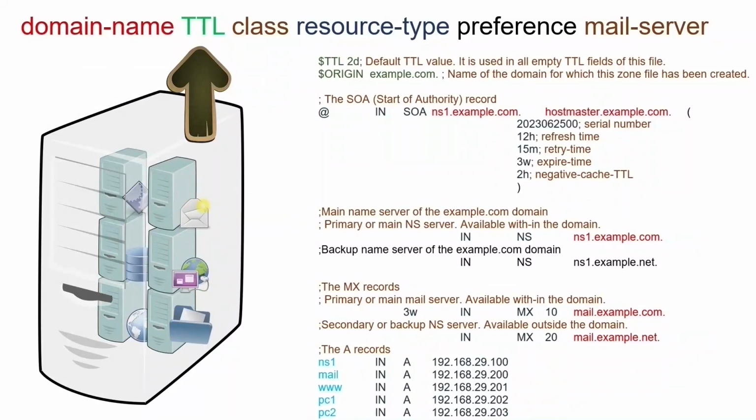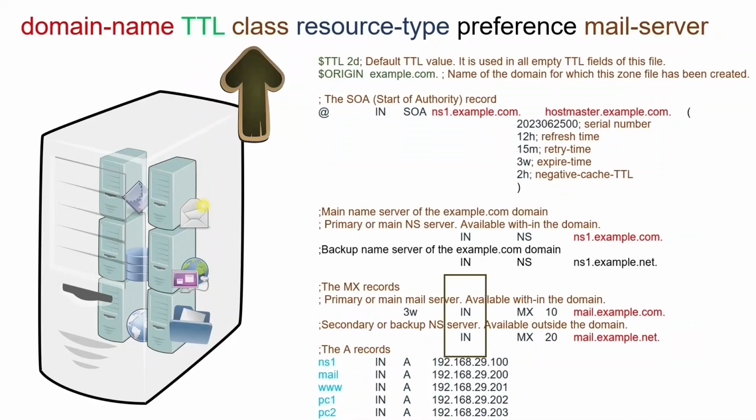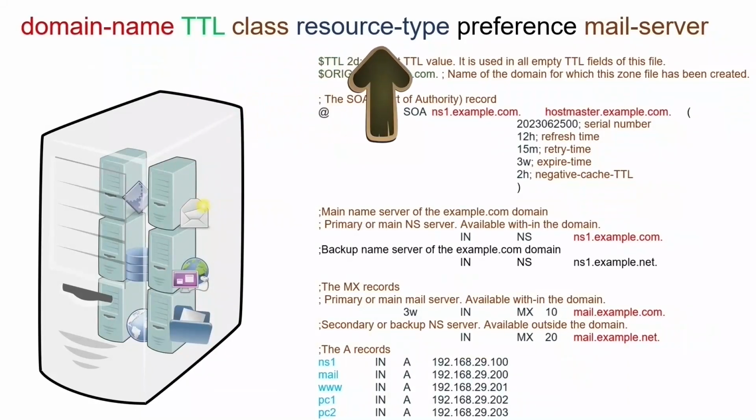In this example zone file, we have two MX records. In the first record, we define this field's value. In the second record, we left this field empty. Because of this, the first record will use the defined value. The second record will use the TTL directive's value. The class field defines the class of the record. The resource type field defines the record type.